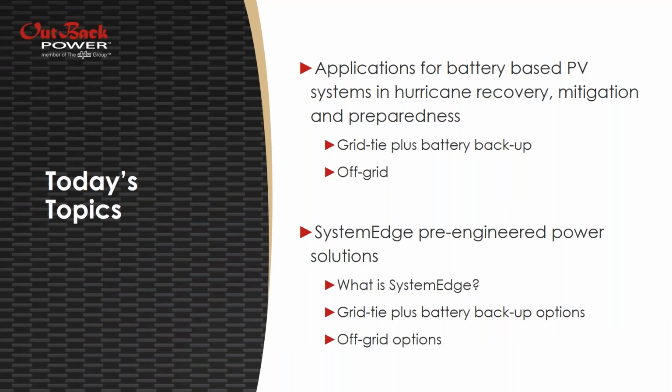So today we're going to cover a couple of different topics. First, we're going to cover the difference between the most popular type of solutions you can use for hurricane recovery, mitigation, and preparedness. First being grid tie plus battery backup. And then we are going to also cover off-grid solutions for a little bit more permanent type of situations, such as being experienced right now, unfortunately, in Puerto Rico.